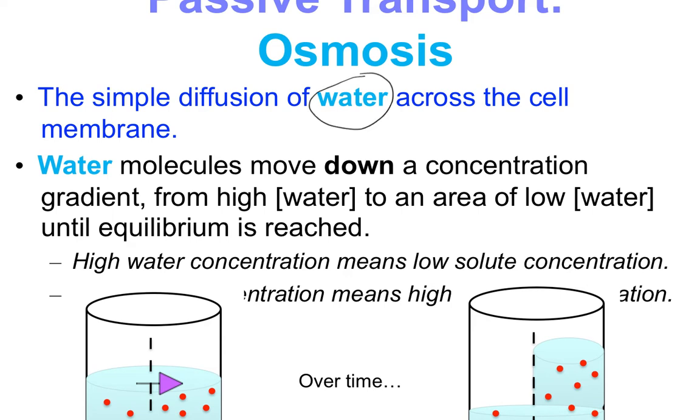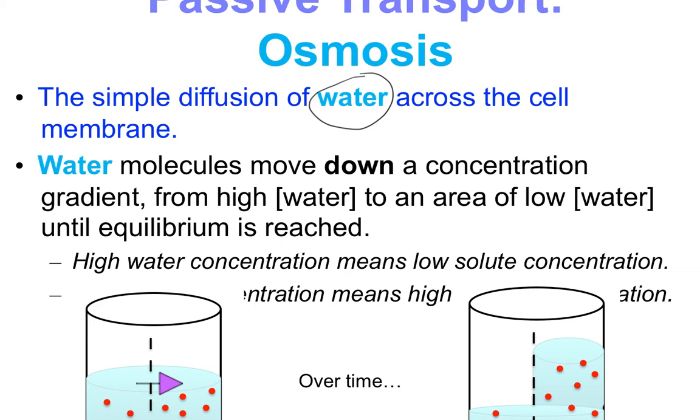And osmosis is the diffusion of water. We call it simple diffusion because we're just talking about water here. Water molecules move down a concentration gradient from high concentration to an area of low concentration until we reach equilibrium. High water concentration means low solute concentration.